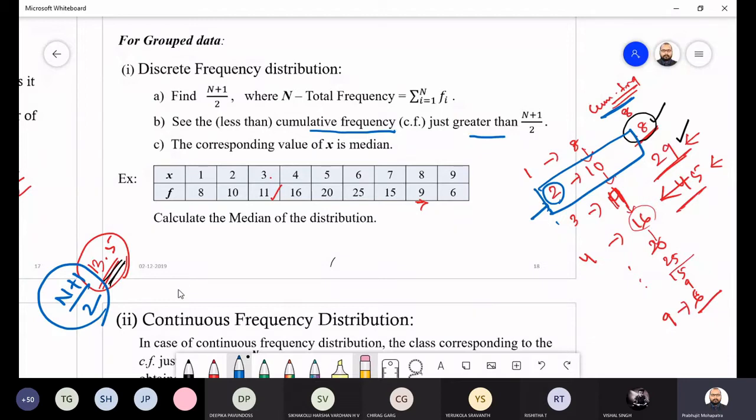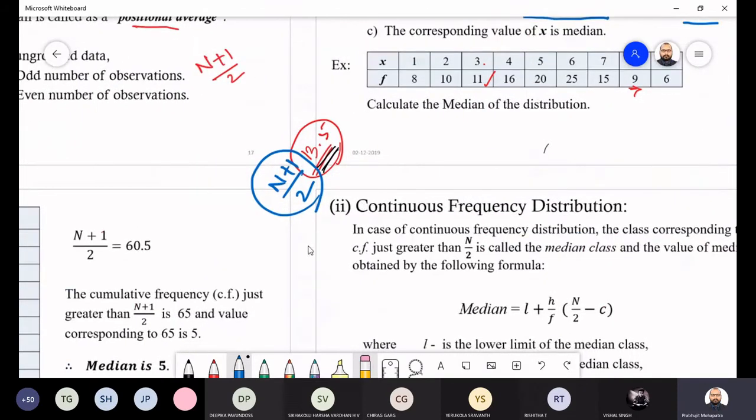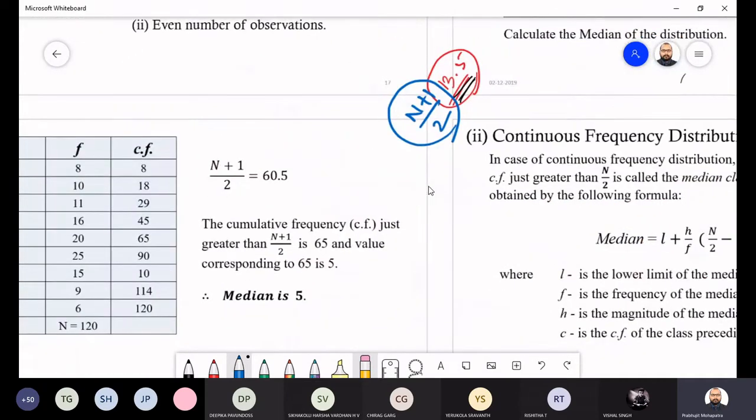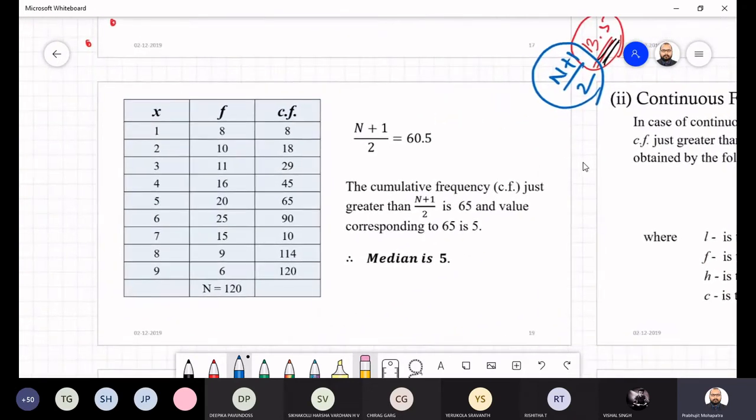So let us see one example. That example, I think they have solved. Okay, here, the same problem. So here, you can see the same problem. Okay. So here, 1 is repeating 8 times, 2 is repeating 10 times. So total you are having, what is that? 120 is there. 120 observations there.